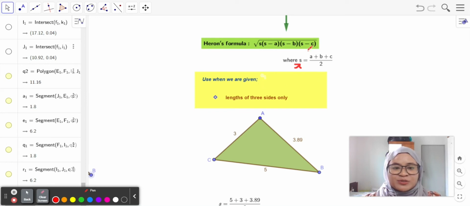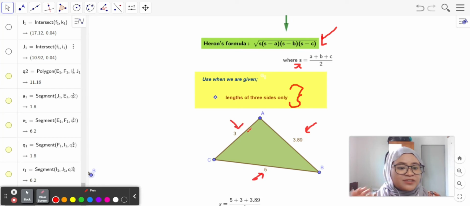That's why we need to use Heron's formula when the question gives the lengths of the 3 sides of the triangle. For example, in this triangle, you can see all of the sides have their own value. So you just sum up all of the given sides and divide by 2. Then you will get the value of S.